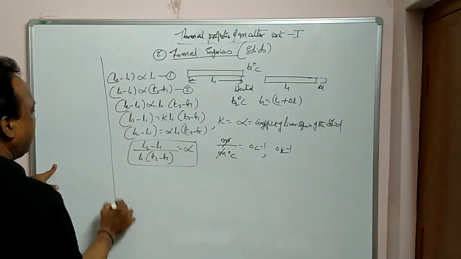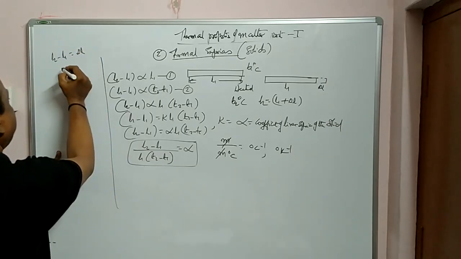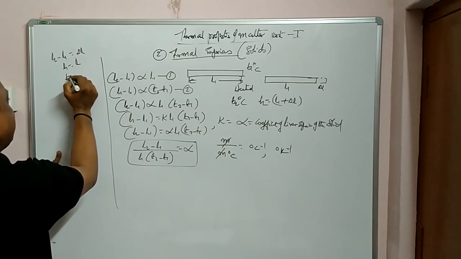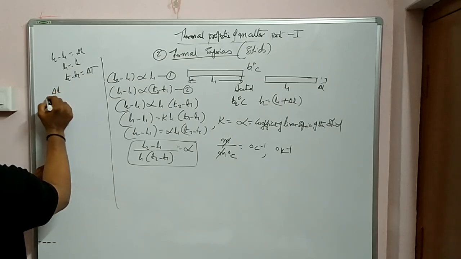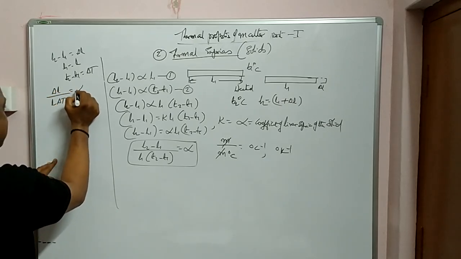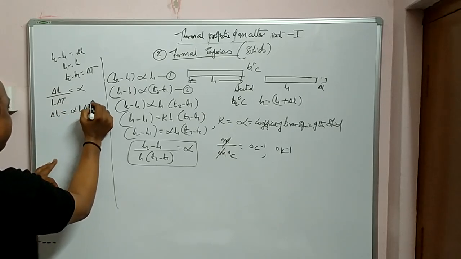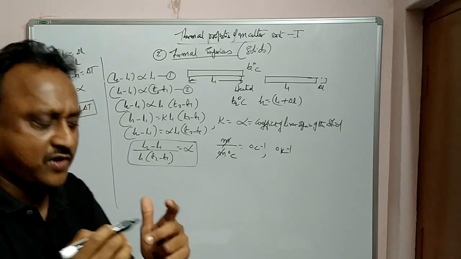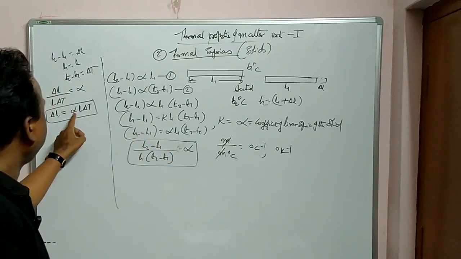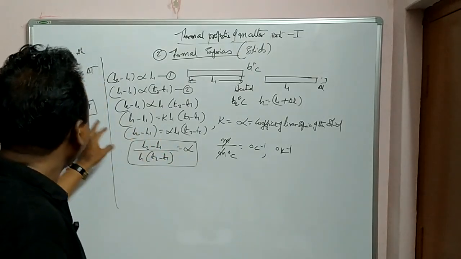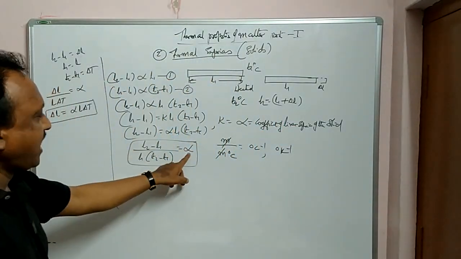See how. I can reduce this formula as L2 minus L1, I'll take it as delta L. L1, I'll take it as L. T2 minus T1, I'll take it as delta T, the temperature difference. Then what does this formula become? Delta L by L into delta T is equal to alpha, or delta L is equal to alpha L delta T. This is the reduced formula we'll be using in numericals. Delta L, change in length. Okay, alpha, coefficient of linear expansion of the solid. L, original length. Delta T, temperature difference. Clear?